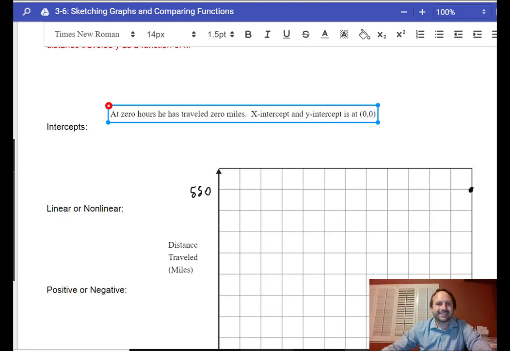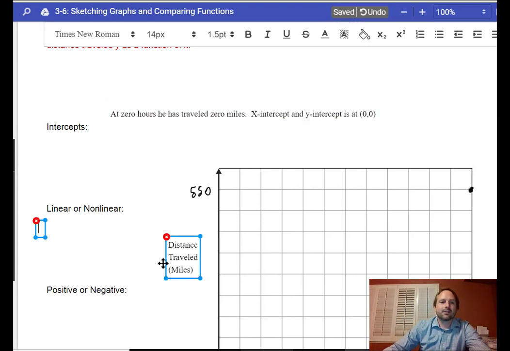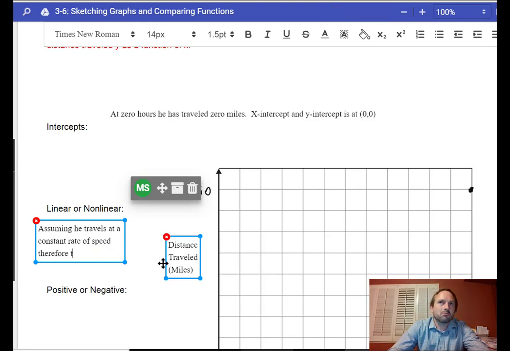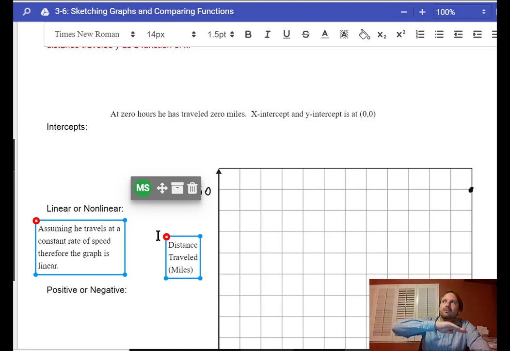There we go. Now, we are assuming right here that he travels at a constant rate of speed. Assuming he travels at a constant rate of speed, therefore, the graph is linear. If he travels at a constant rate of speed, that's like the definition of a linear equation. It's traveling at a constant rate of speed. It has one speed, and that's what it goes.